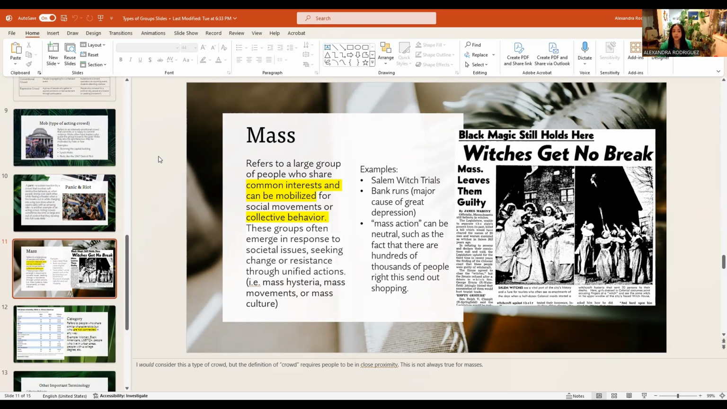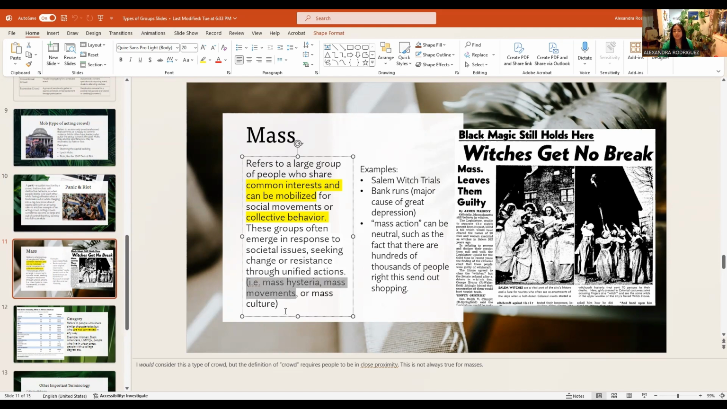People will say mass hysteria, mass movements, or mass culture. And those are all very different things. So it's hard to bring a central definition to mass. What I have is that a mass is a large group of people who have common interests and can be mobilized for social movements. They can have collective behavior that may promote social change, whether progressively or regressively, right? So typically, seeking change through collective action.